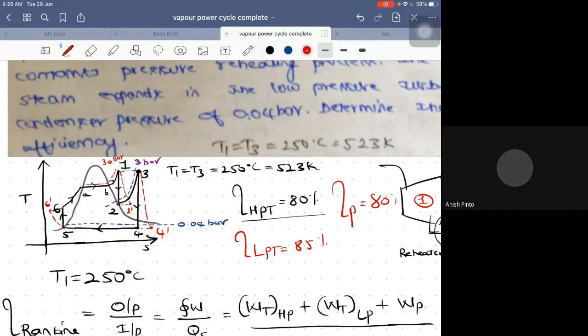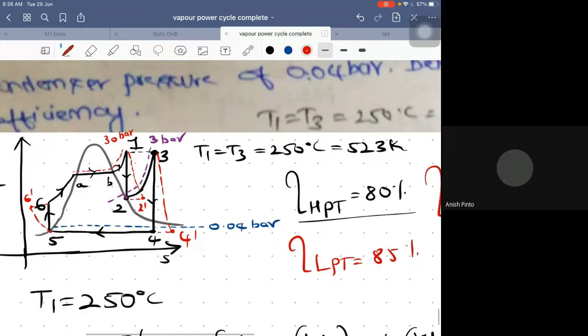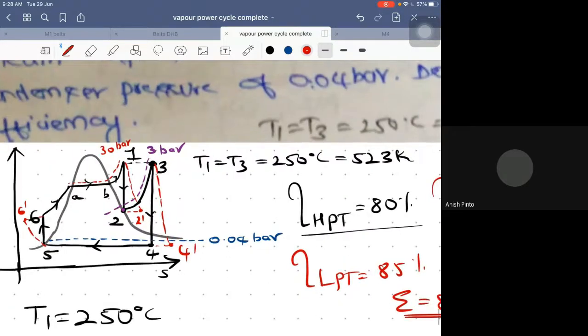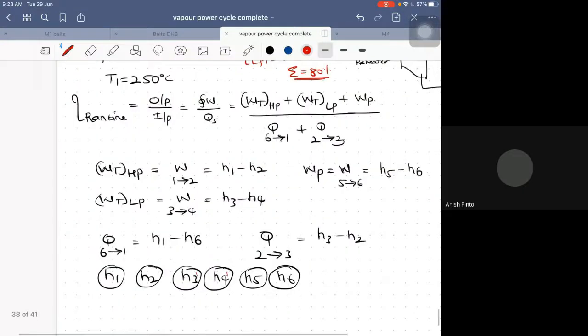Regenerative efficiency? There is no regeneration. I think you're talking about reheating. Reheating efficiency is given. So the effectiveness of the reheater is 80%. If it has given the effectiveness of a reheater, what do you have to do? It would not go as indicated from 2 to 3 like this. Rather, it would deviate something like this to meet at 3 dash. So you might have to calculate H3 dash then.